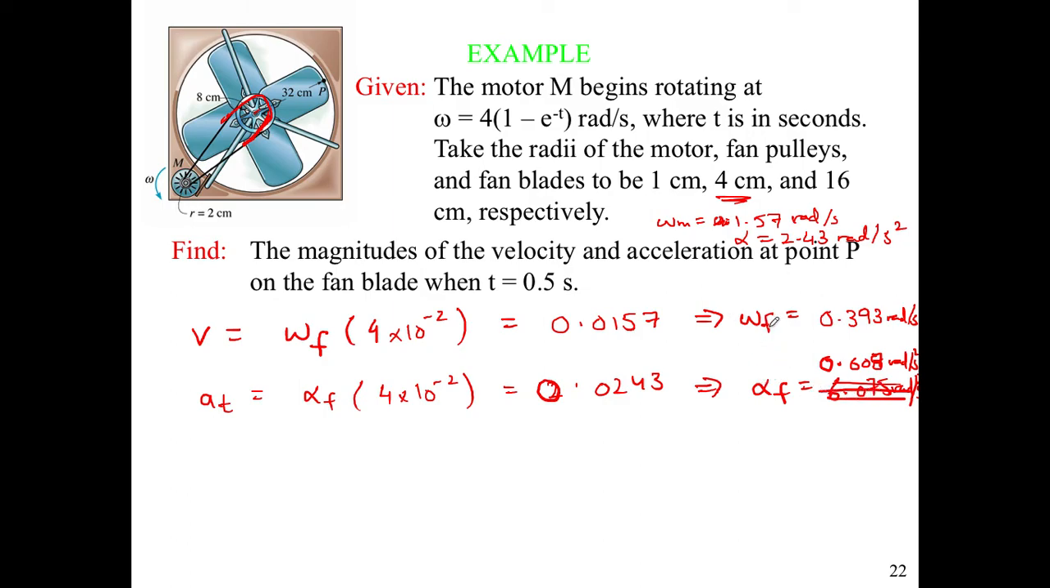Perfect. And now that we know the angular motion of the fan, we can find the absolute velocities and accelerations of point P, because of course this point P on the fan is rotating with the same angular velocity and angular acceleration as the fan. So then our velocity of the point P becomes omega fan times the radius at P. I told you that we changed it. This is 16, this was 4. So that is just 0.393. Could someone just tell me what it is, having found it beforehand?